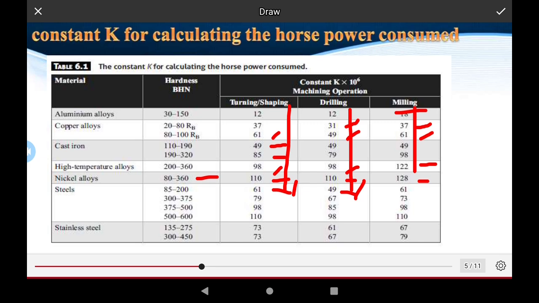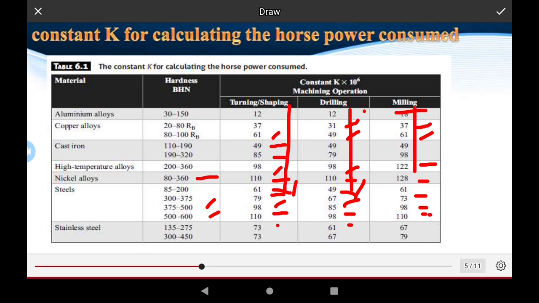For steel, the values depend on the BHN number: 85 to 375, 375 to 500, and 500 to 600. All the values are different for the turning operation. Okay, K is the constant value, and similarly for the drilling operation and the milling operation the values are also different. As the BHN number increases, the K value also increases.